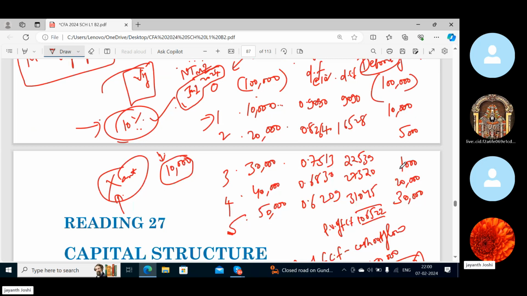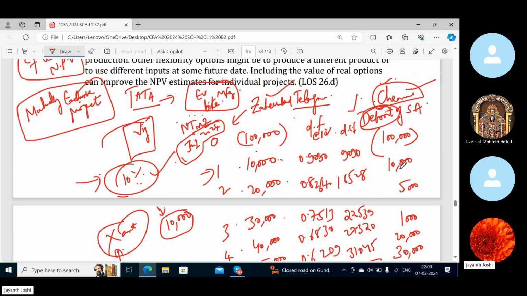Let's see the Chennai project, how much it is giving to us. So we will write down the cash flows here. First is 10,000. 10,000 into 0.9090 is 9090. And the second one, 5,000. 5,000 into 0.8264 is 4132.